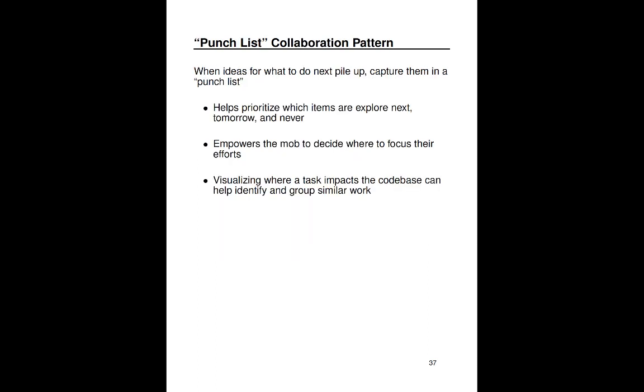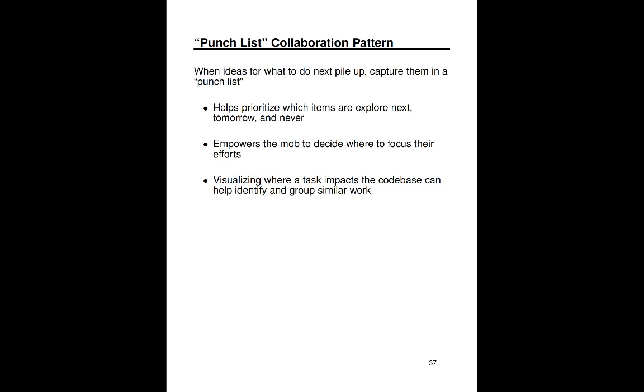So when mobbing, it's really easy for great ideas to pile up. It's easy to forget them, or to dedicate a lot of energy to worrying about not forgetting them. So a pattern that can help with that is creating something called a punch list. Basically, what you do is you write down all the things that you want to do and you keep them in a list that can be reviewed and prioritized. It'll help you understand where to go next, where to go tomorrow, or maybe never where to go. And what this does is it allows the mob to see the entire picture and empowers them to decide where they want to focus their efforts.